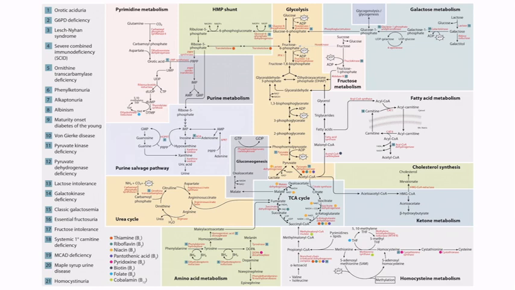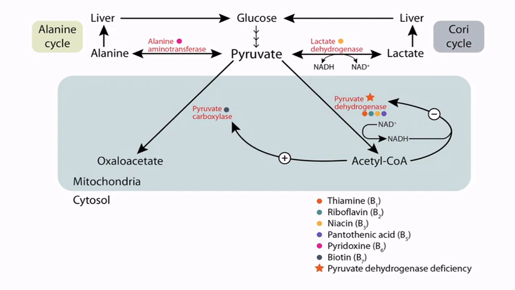You can see pyruvate right here. Notice that pyruvate is a central molecule in the map. This is fitting because pyruvate is a versatile substrate, which can be shunted to and from many different pathways. Let's zoom up on our map and take a closer look at pyruvate metabolism. This figure is from section 3 of metabolism and provides a good overview of pyruvate metabolism.